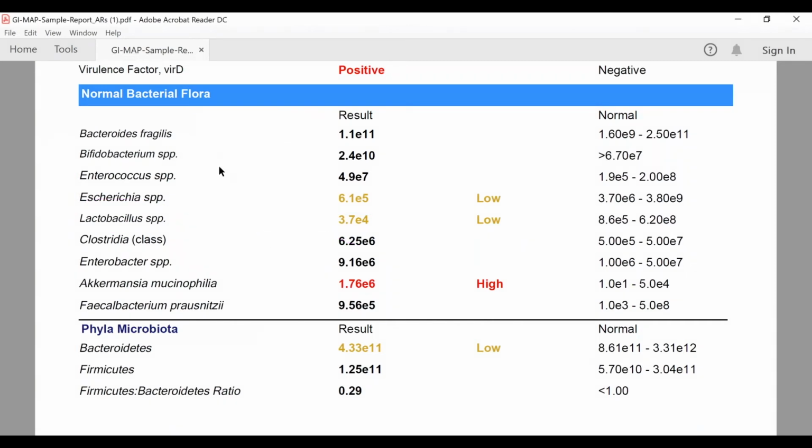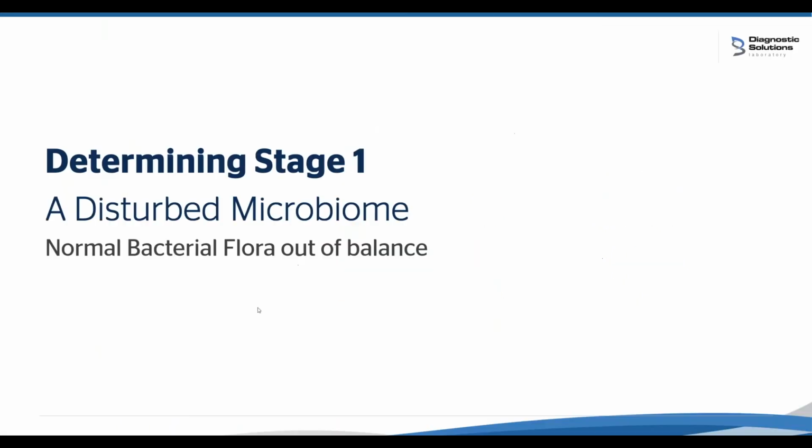But anyways, normal bacterial balance, is it balanced? Here we have 3 lows, 1 high, kind of obvious it's not. And that's a stage 1. Poof, you just diagnosed your first stage 1, easy peasy. And now you could talk for hours about what that means.